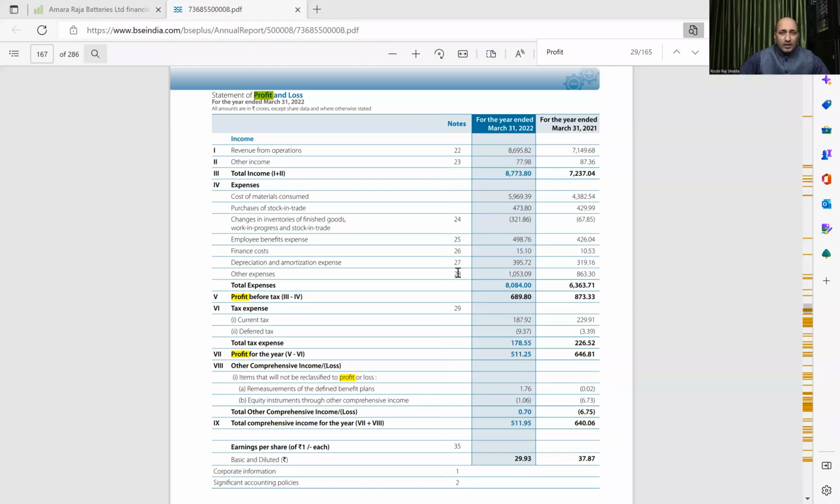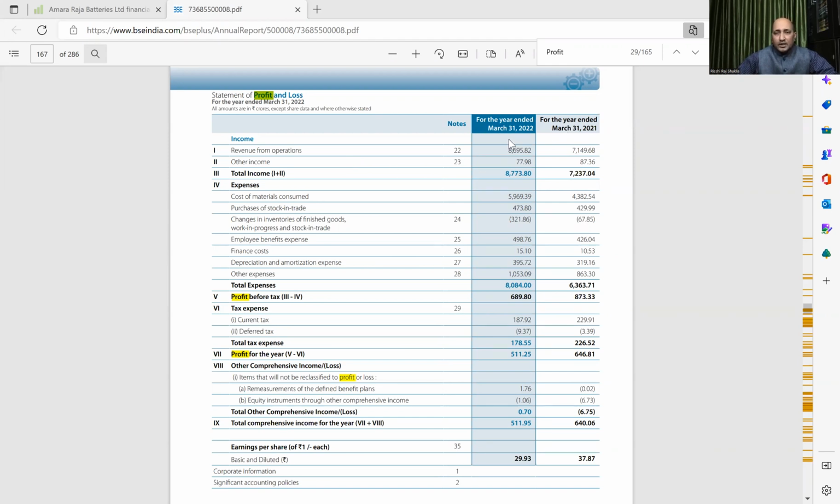So this is Amara Raja's profit and loss. Here you can see a statement of profit and loss. As said earlier, the name does not matter much. The main thing is what they are telling: how much revenue is generated for that period and how much expense occurred. Third thing again, tax and depreciation, and fourth, earnings per share. So we will see them one by one.